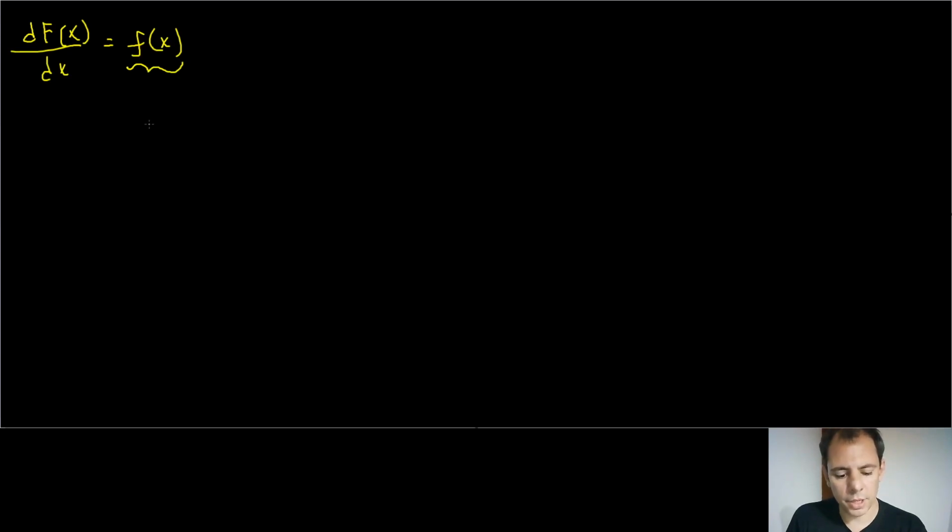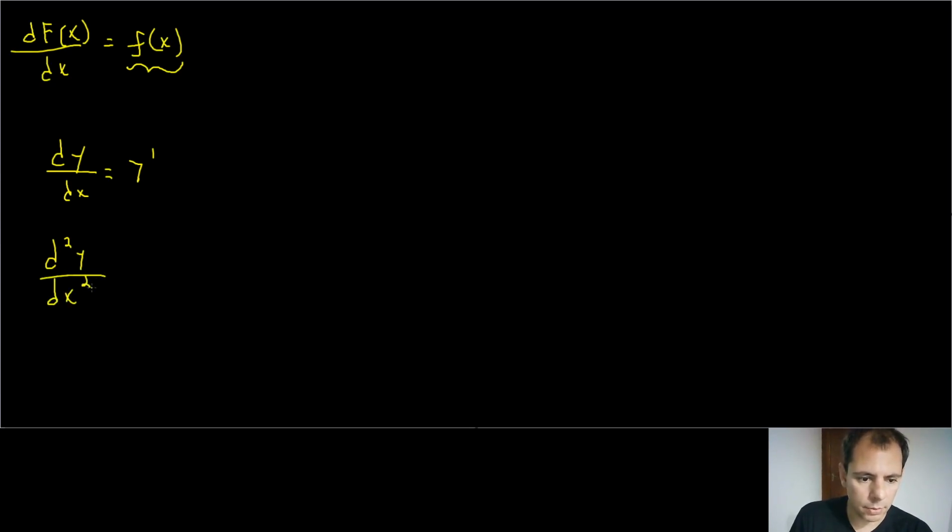Differential equations are equations where you have some kind of derivative in the middle of the equation. So for example, I'm calling dy dx y prime. And the second derivative of y with respect to x, which has this notation, I'm going to call this y double prime, okay? And so on. So this is the second derivative.